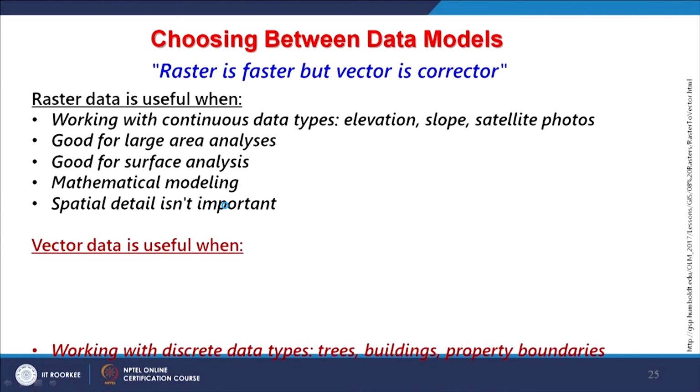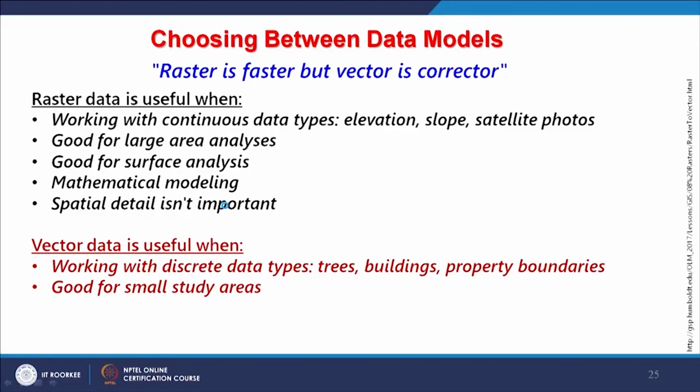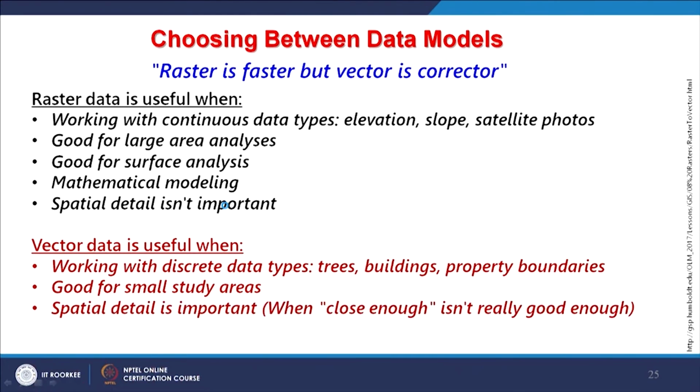Vector data is useful when working with discrete data types like trees, buildings, property boundaries and etc. If somebody is working, say, in the revenue department, then raster is not good. The vector is needed, because accuracy is very much required there, and you are representing various boundaries or land records in the form of polygons, so vector is good. And good for small study areas. If the study area is large, like continental scale, then vector is not good. When spatial details are important, close enough is really not good.